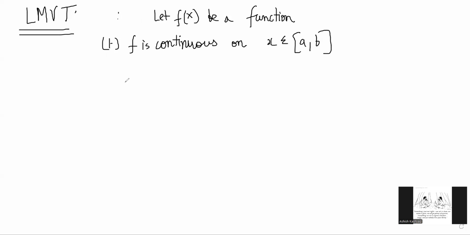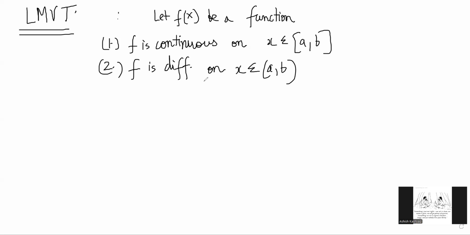So f(x) is continuous on the closed interval, and the second condition is f is differentiable on the open interval x belongs to (a, b). Now, there is no further condition in Lagrange's theorem. In Rolle's theorem, we had a third condition that f(a) is equal to f(b). Here, f(a) does not need to be equal to f(b).